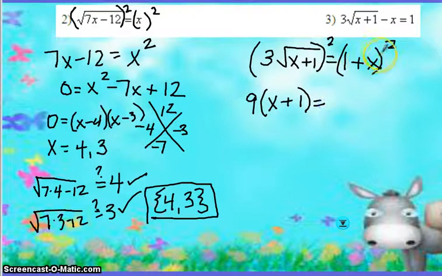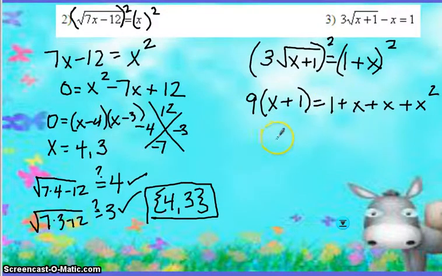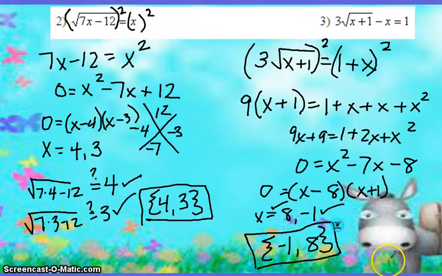On the right-hand side, we are squaring a binomial. You need to write it out twice and FOIL. From there, it is just algebra steps. So take a moment to complete those. You do get -1 and 8 as your answers. Again, be sure to check them.